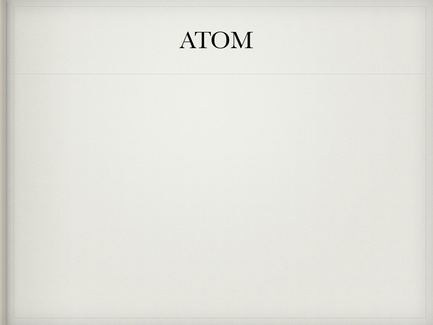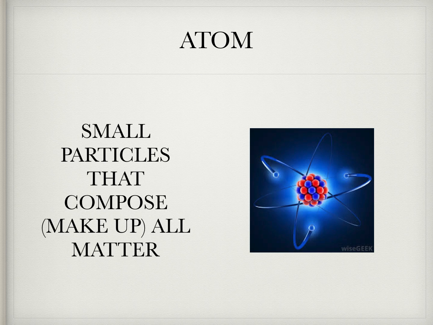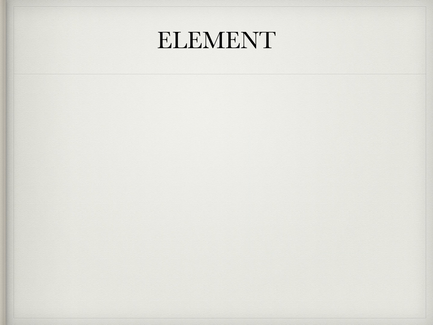The second word is atom. Atoms are the small particles that compose, and if you don't know what compose means, it means make up all matter. So the smallest things in the world are atoms. How small? Pretty small. The next thing is elements.